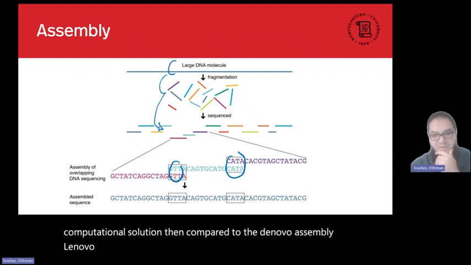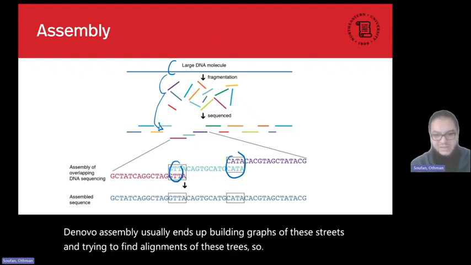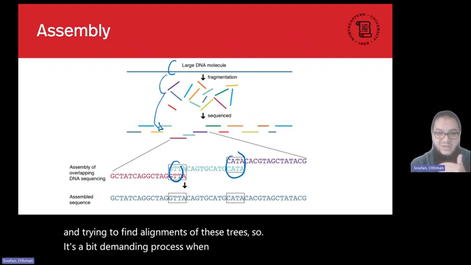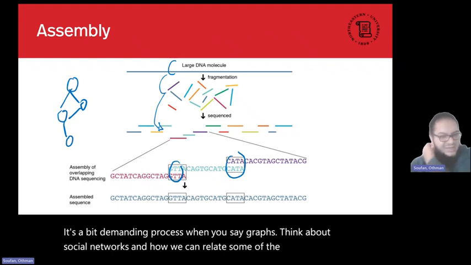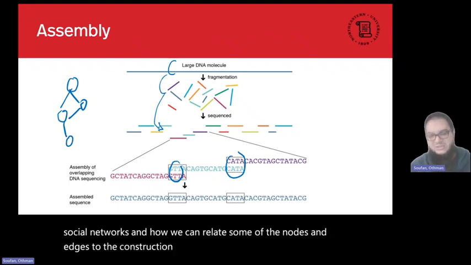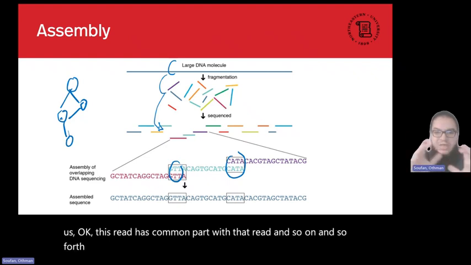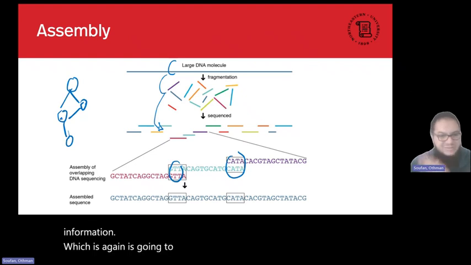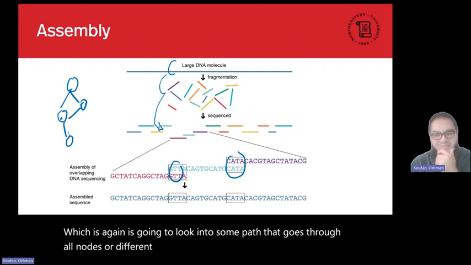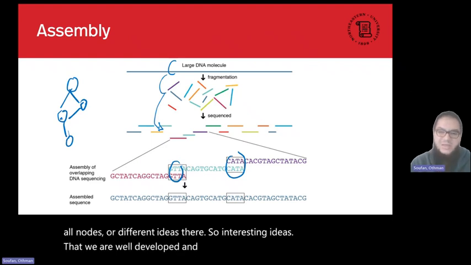De novo assembly usually ends up building graphs of these reads and trying to find alignments of these reads. So it's a bit demanding process. When I say graphs, think about social networks and how we can relate some of the nodes and edges to the construction of this interesting data structure to tell us, okay, this read has a common part with that read, and so on and so forth. Then we use that kind of map to extract information, looking for some path that goes through all nodes, or different ideas there. So, interesting ideas that were well developed in computer science.